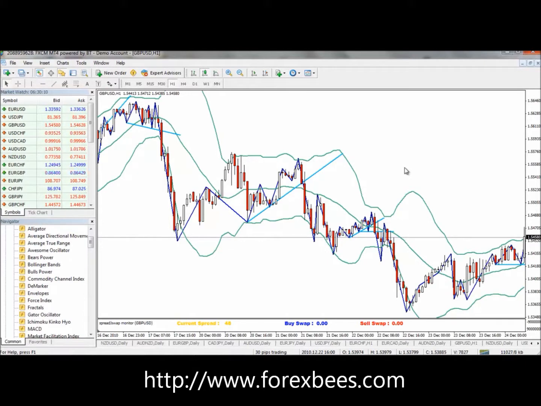So this is the technique, and using this technique, you can actually find a lot of trading opportunities. Go ahead and check this technique on your demo accounts first and see how it is working. And then, if you like this technique, you can use it in your live accounts.